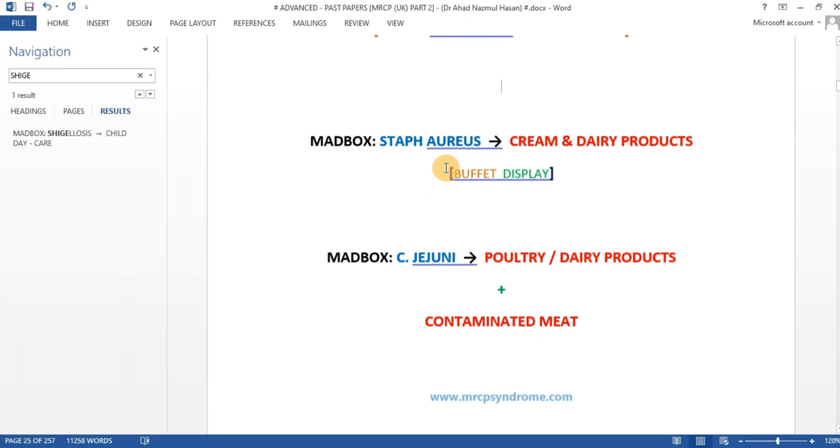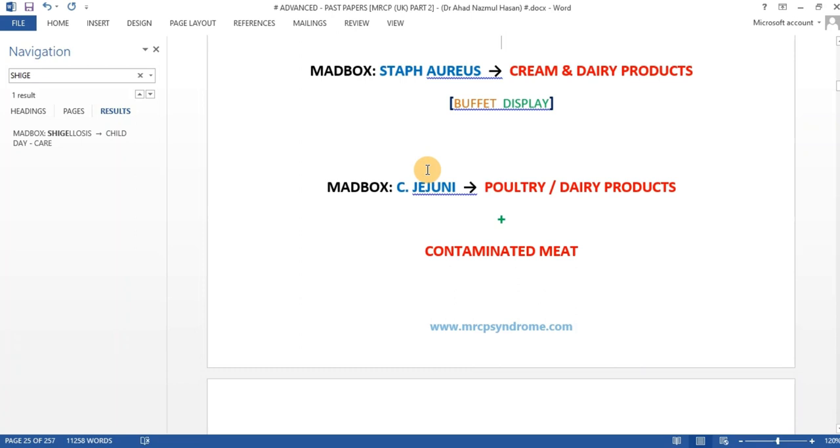Staph aureus will have a very short incubation period, and vomiting is the main presenting feature. This is related to buffet display food, particularly made from milk, like cream and dairy products. Another short incubation period also occurs in Bacillus cereus, which is related to reheated fried rice or Chinese restaurant food. Campylobacter jejuni is related to a wedding meal, meaning contaminated meat, poultry or dairy products. And Campylobacter jejuni is usually associated with some sort of renal impairment.